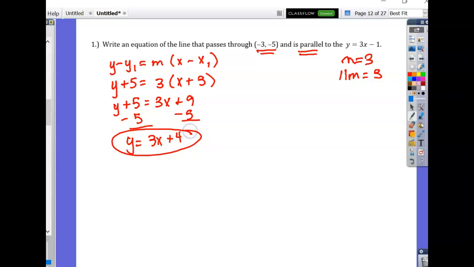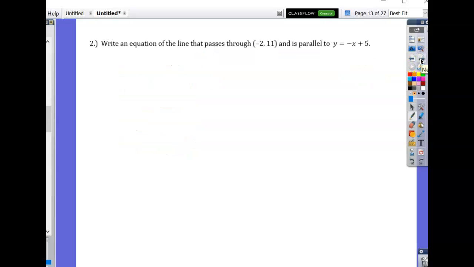So that's the equation of the new line that passes through the point (-3, -5) and is parallel to the line here. You could put both of those lines in Desmos and verify that they are indeed parallel. All right, if you want, you can pause and try number 2, but I'll do it here.